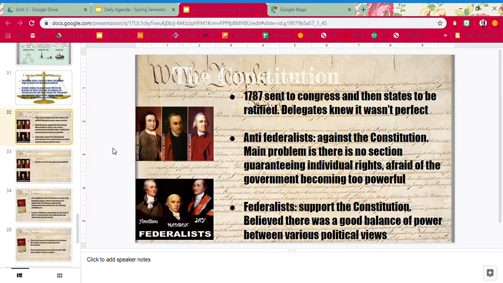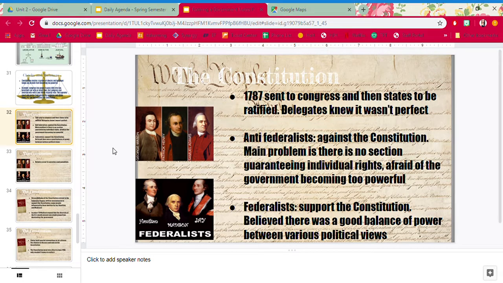But you're going to see two groups emerge, right? As this Constitution is being presented, there's two new groups. There's the anti-federalists who do not like the Constitution, because they're worried that there's not enough protection for people's rights, and they're worried that the government is going to take away rights from people, and going to become too powerful. So people that are anti-federalists are like Patrick Henry, Sam Adams, people that were very involved in the American Revolution.